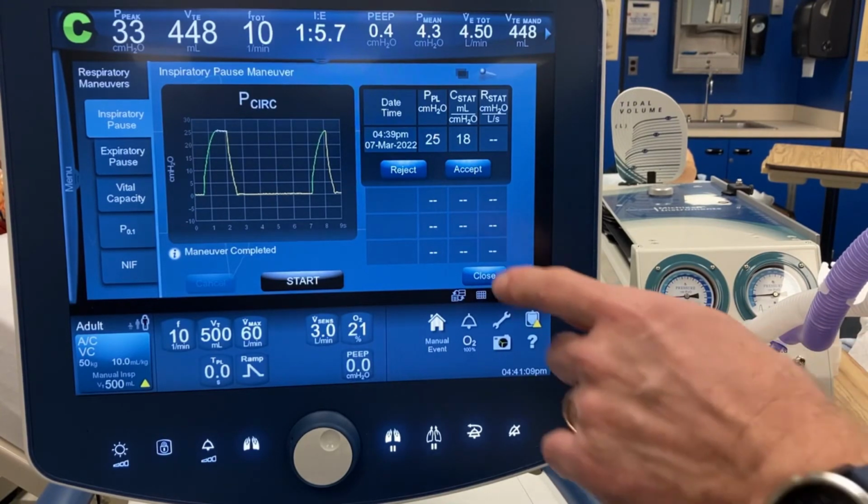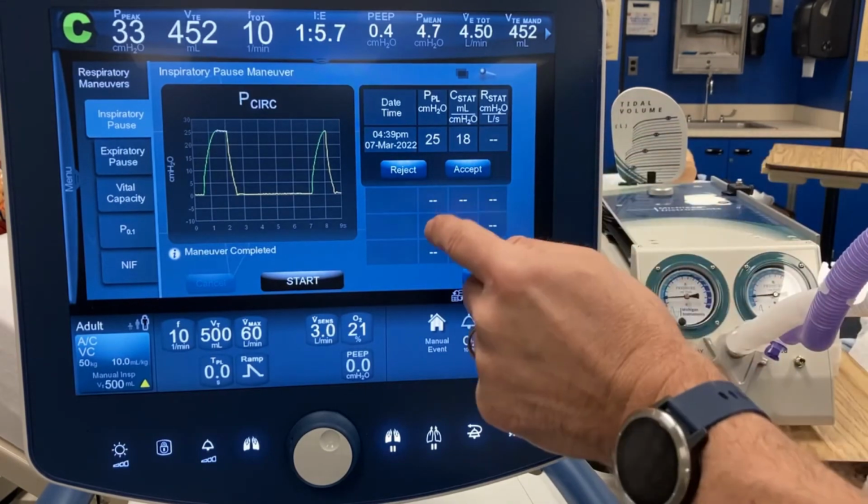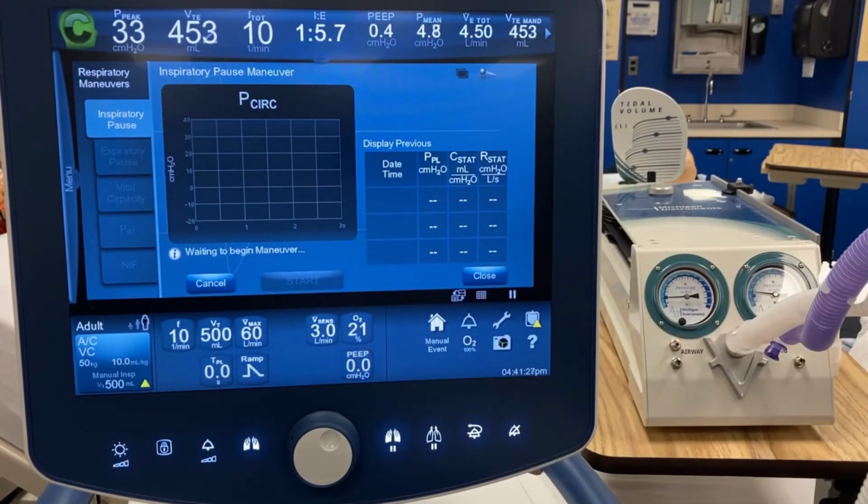And let's grab a P-plat. Now, I'm going to give you a second to think. Do you think the P-plat is going to stay the same, or is it going to go up? In other words, on a less compliant, stiffer lung, is it going to take more pressure to hold that lung open? And hopefully you said yes. So let's go ahead and start that.